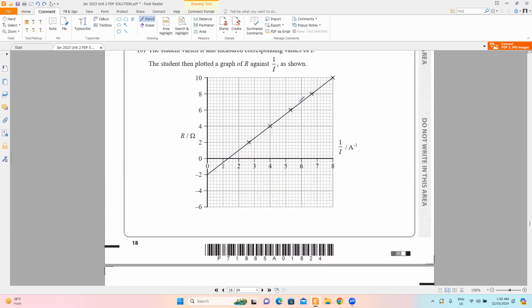And please make sure while you're taking the gradient, you always use a large triangle. So I can show you how to take the gradient. So I can take these values. I can take the entire graph.